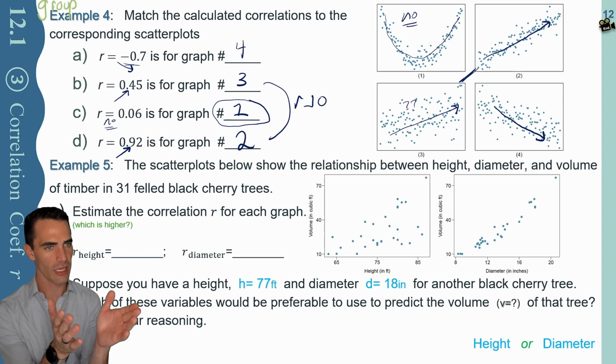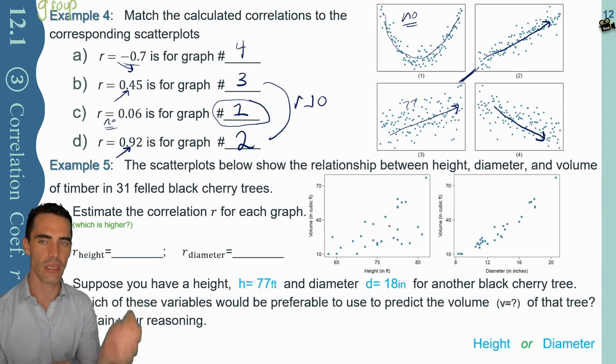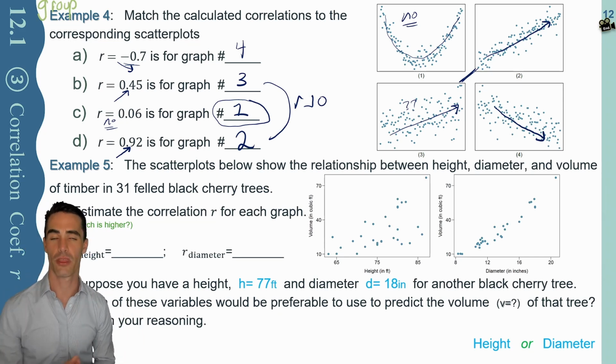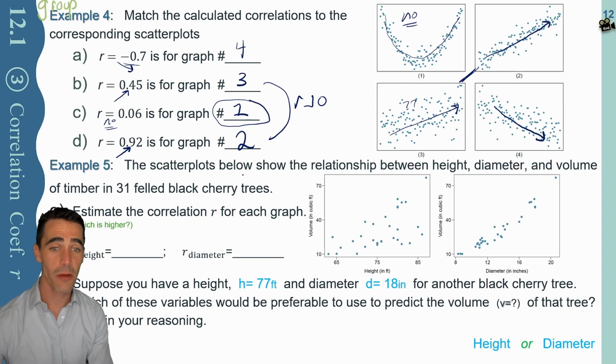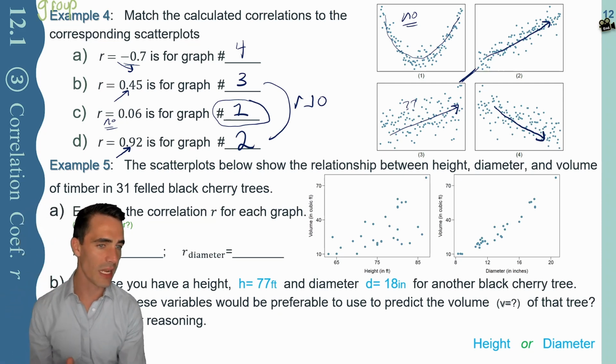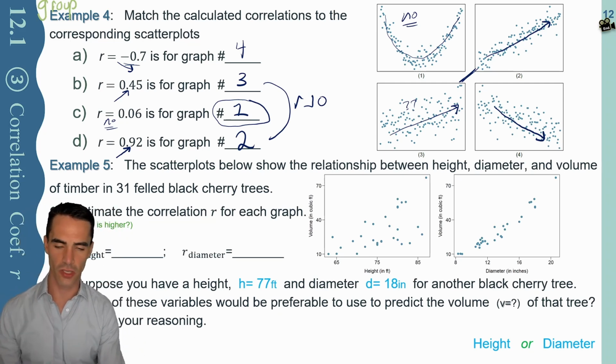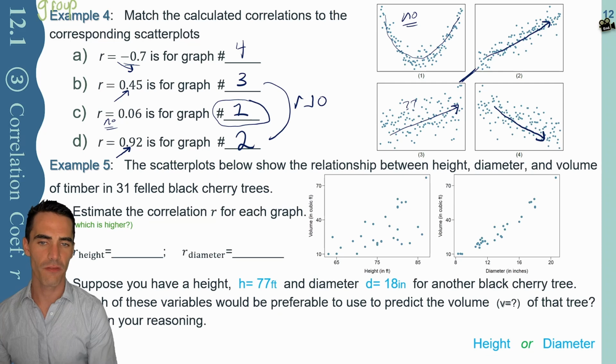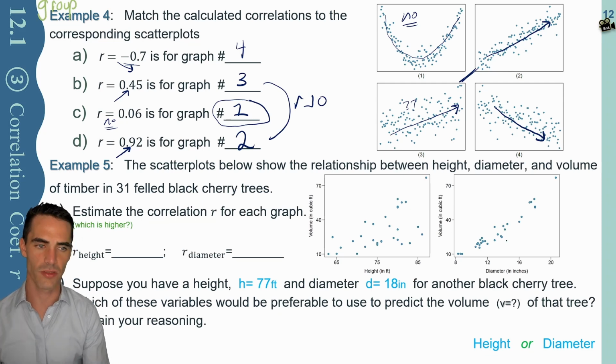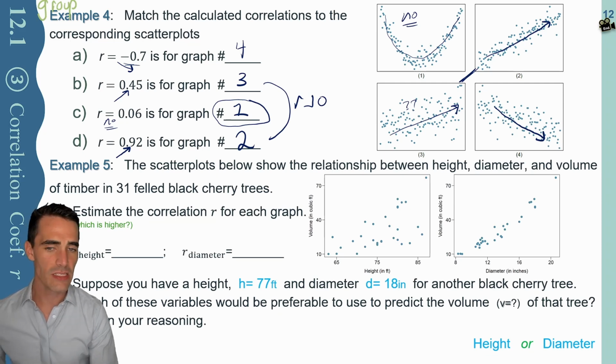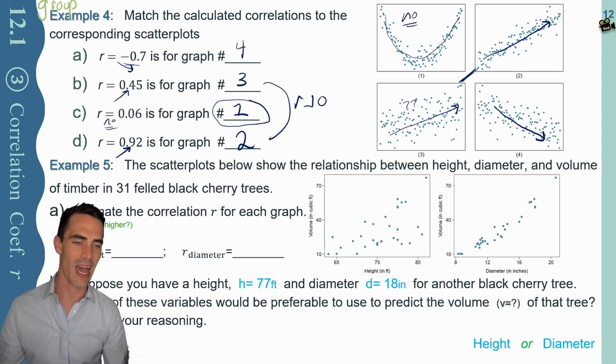And so again, just by looking at a graph, we can determine roughly what the R value is. That's going to help us with our next example. The scatter plots below show the relationship between height, diameter, and volume of timber in 31 felled black cherry trees. We have these two different graphs here. Estimate the correlation R for each graph, or the big idea is which one's higher.